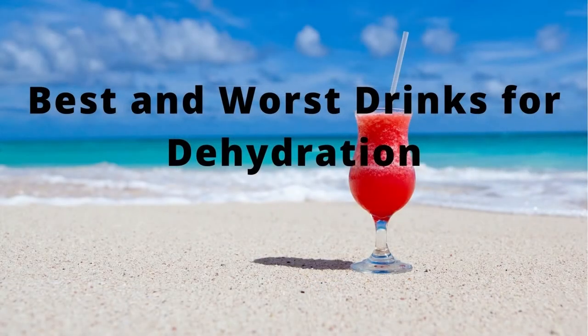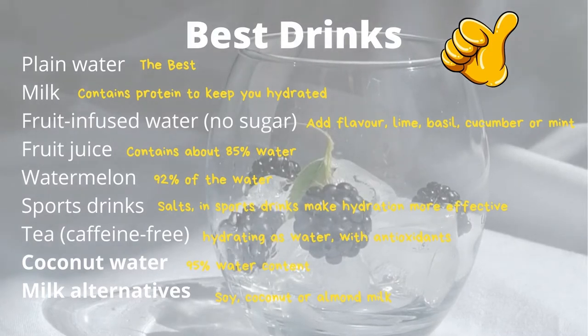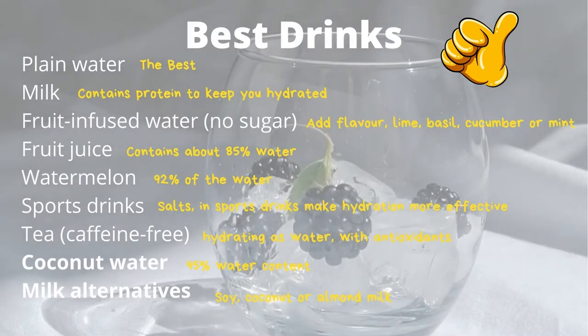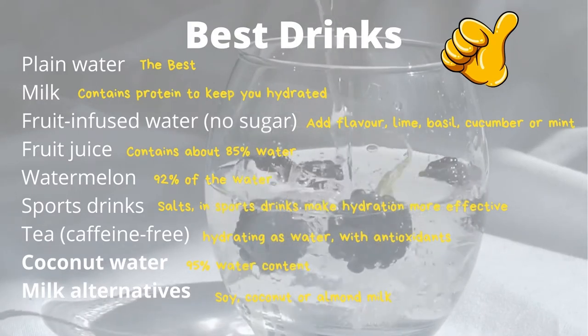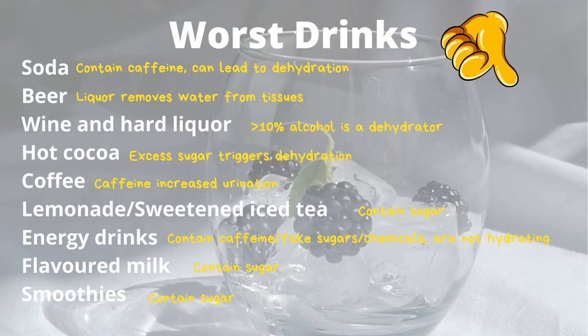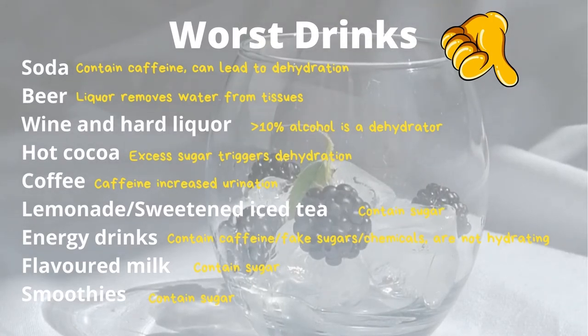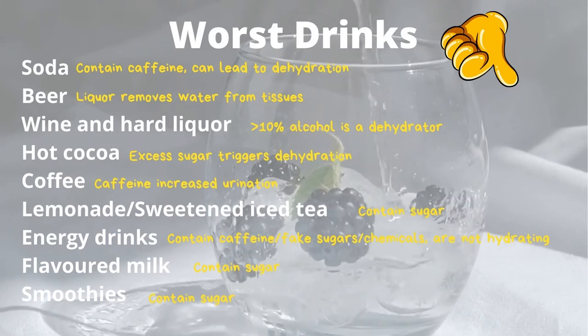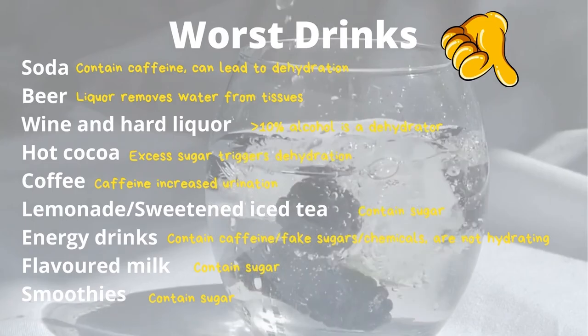There are a lot of drinks. Do you know what are the best or worst drinks for your body? Examples of best drinks are plain water, milk, fruit-infused water, no sugar fruit juice, watermelon, sports drinks, caffeine-free tea, coconut water, and milk alternatives. And examples of worst drinks are soda, beer, wine and hard liquor, hot cocoa, coffee, lemonade or sweetened iced tea, energy drinks, flavored milk, and smoothies.